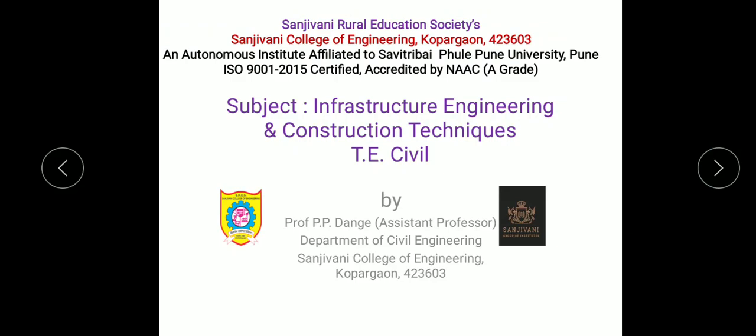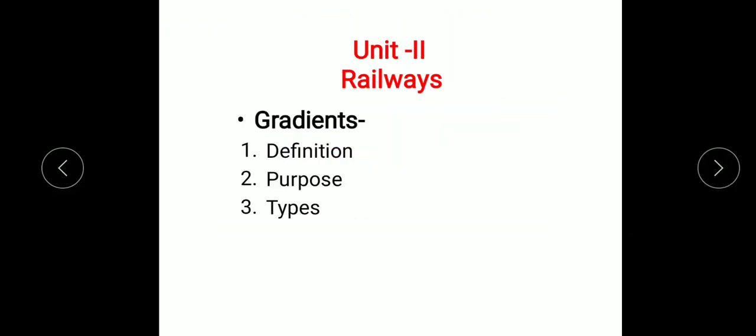In the last lecture we had started with unit number 2, that is railways. Under that we had gone through the various types of rail joints along with the adverse effects of rail joints. Now next we are going to focus on the various types of gradients that are provided on a permanent track or railway track. Under this, we are going to discuss the definition of gradients, the purpose, and various types of gradients.